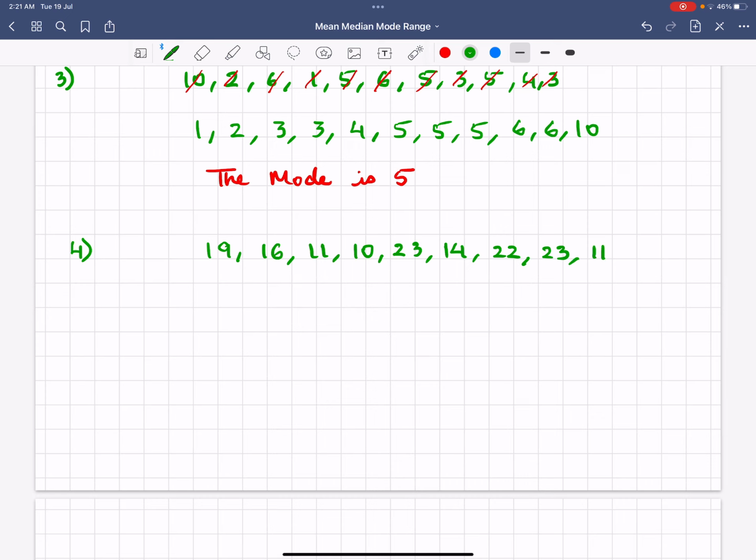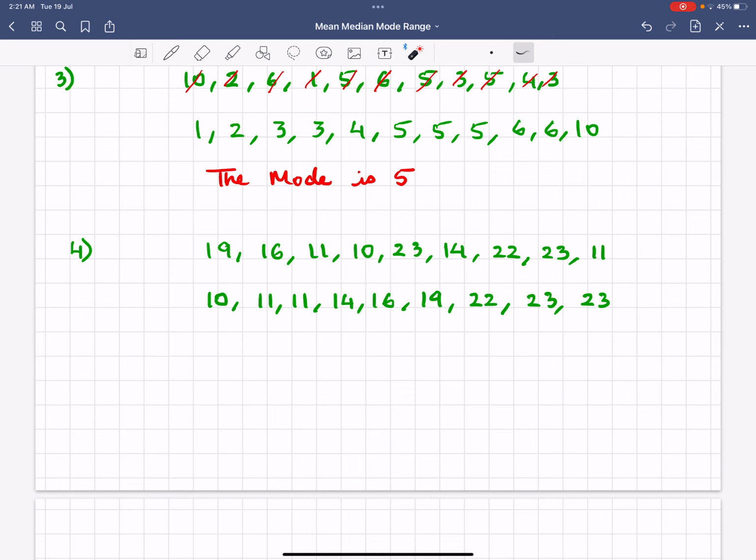So you can write the numbers in ascending order and find the mode. So I'll write the numbers here for you in ascending order. We have 10, 11, 11, 14, 16, 19, 22, 23 and 23. So which is the number that is appearing maximum number of times?